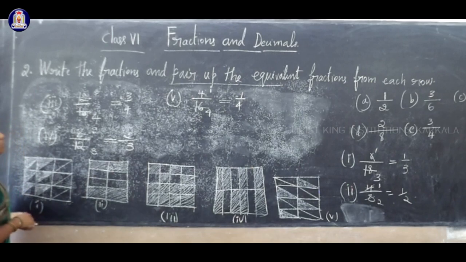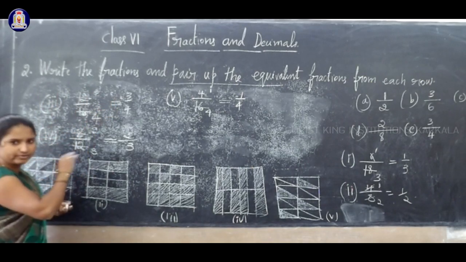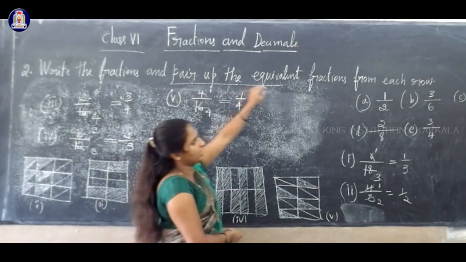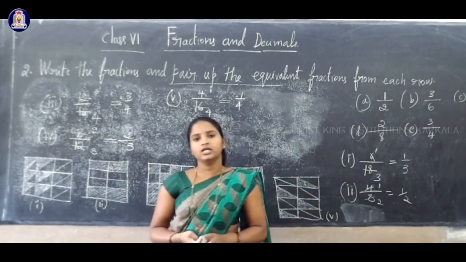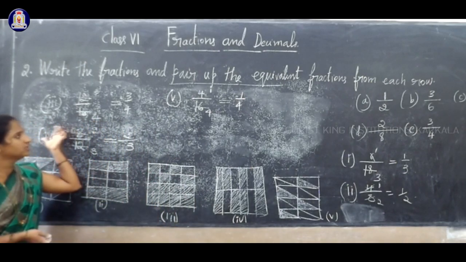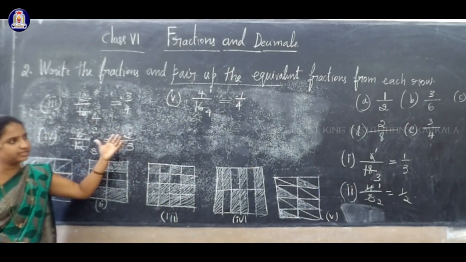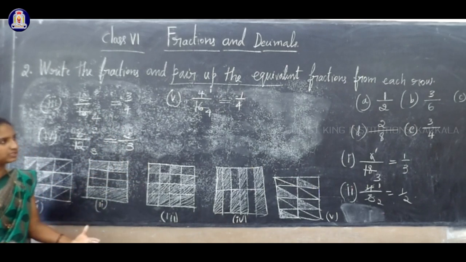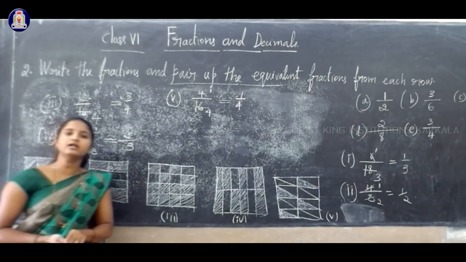Okay, now you have to write the fractions. We have already written the fractions. Next, pair of the equivalent fractions. Equivalent fractions means, in the first row, which figures are equivalent to the second row figures. Clear? So you have to see which fractions are equal.